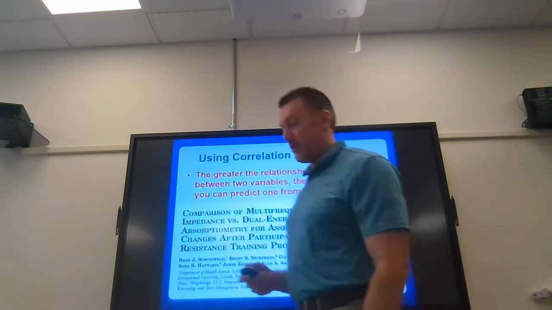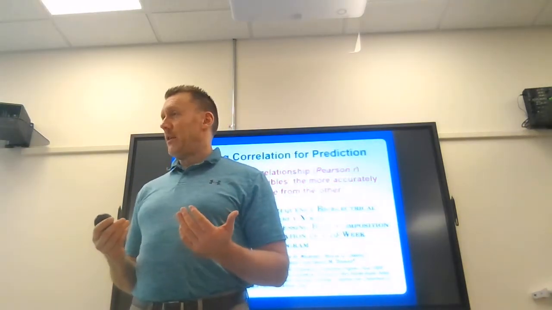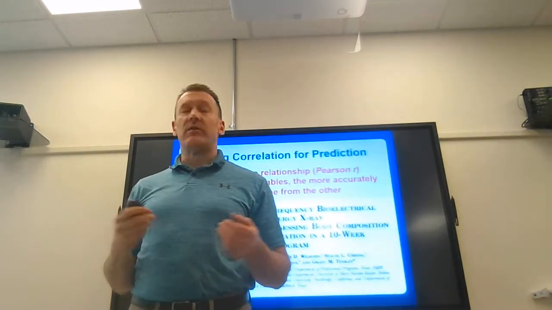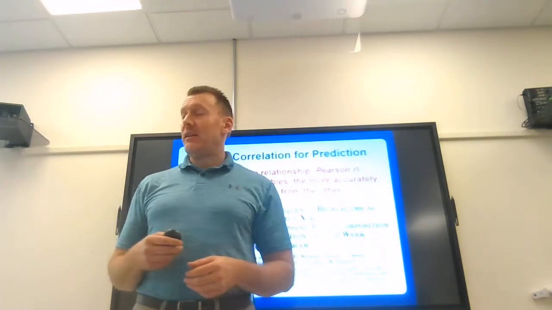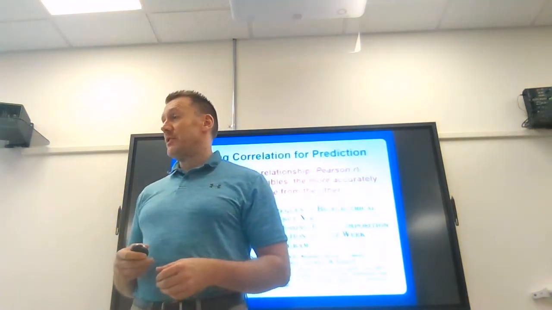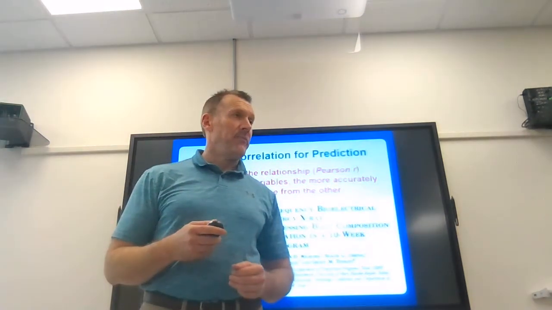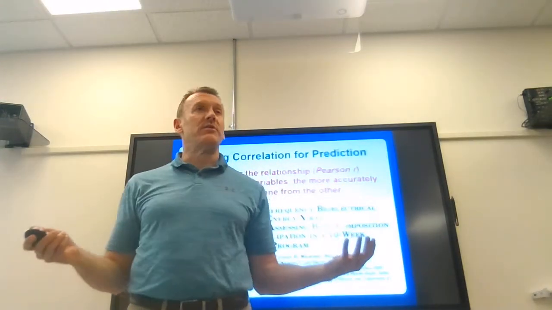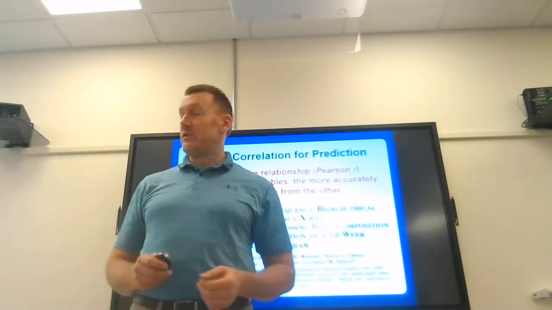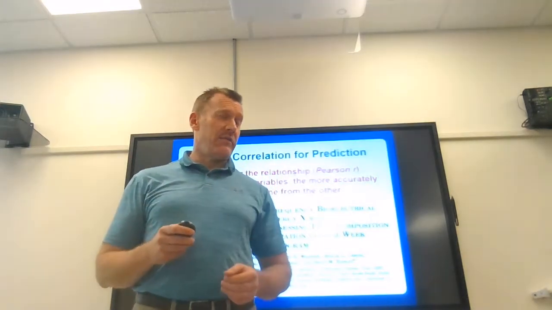So once again, if we have a very high correlation between two variables, it makes it a lot easier to predict one from the other. So you have a large sample of people, sometimes it's useful to predict one variable from another variable, so you don't have to measure both variables. If you measure just one variable, then you can have a pretty good prediction about what the other variable is going to be.